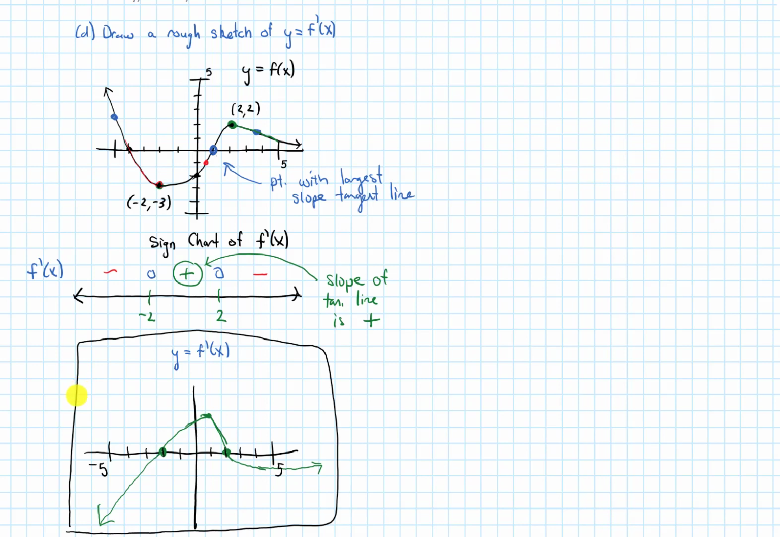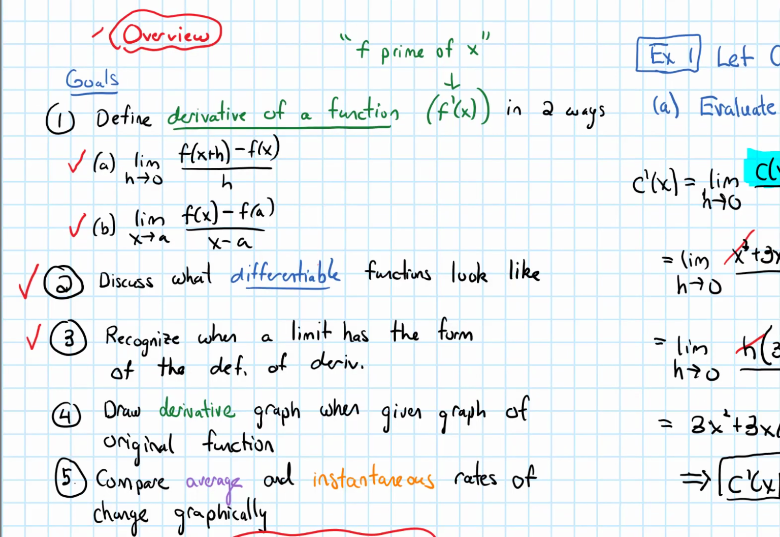Eventually, when we learn about something called concavity, we'll be able to use that to draw a more accurate picture. That'll give me more information about when my function is going up and when it is going down, and how it's curving. But for right now, the key idea was that when the slope of my tangent line is positive, my derivative graph should be above the x-axis. When the slope of the tangent line is negative, like it was at these ends, my derivative graph should be below the x-axis. It should have negative y values.